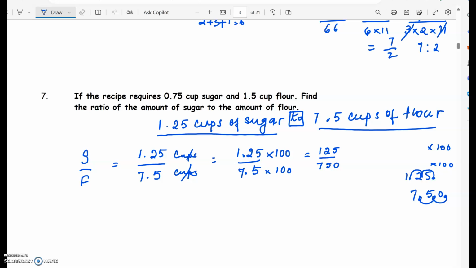Now, this number ends with 25, this number ends with 50, so we know that 25 divides 125. So you can think of 125 as $1.25. How many quarters in $1.25? It's 5. So 25 times 5 is 125. Now you can think of 750 as $7.50.